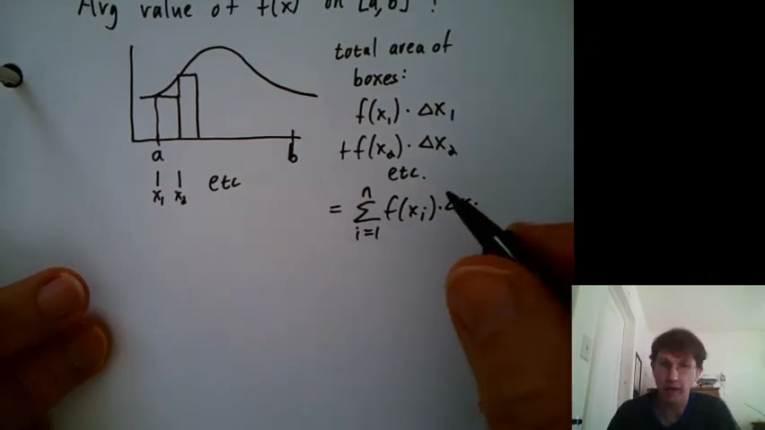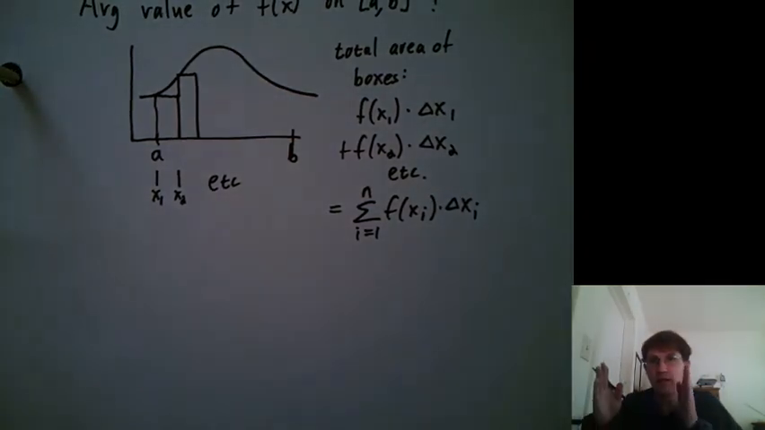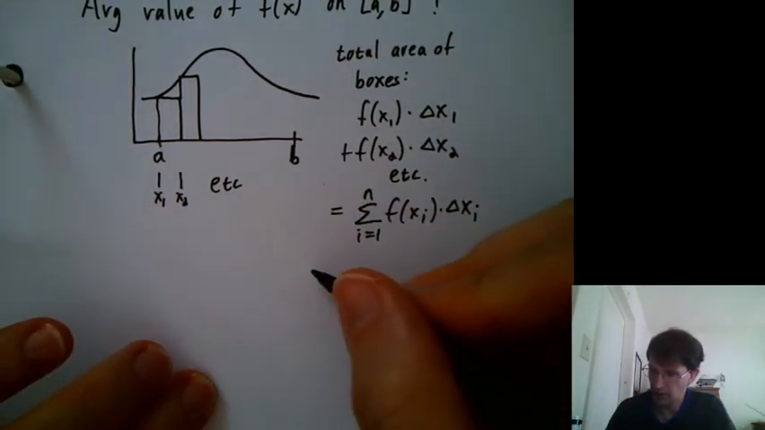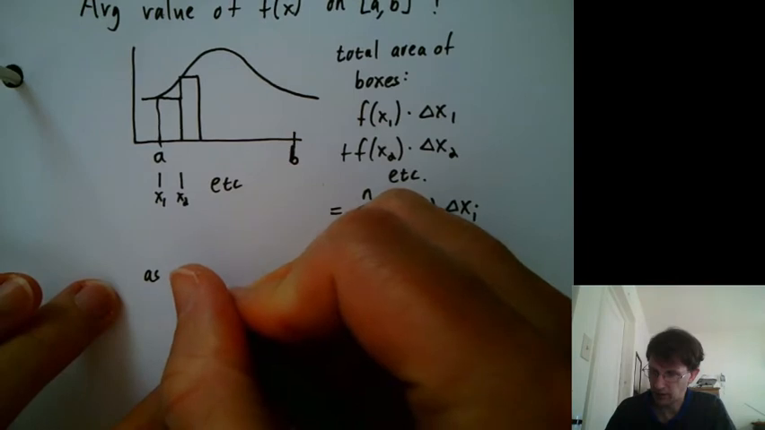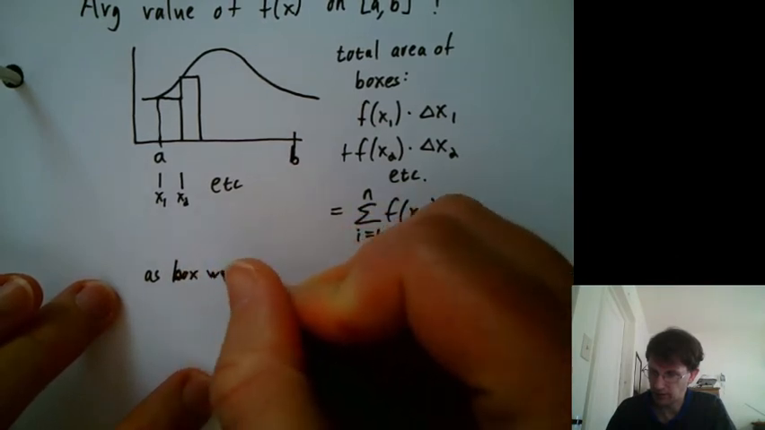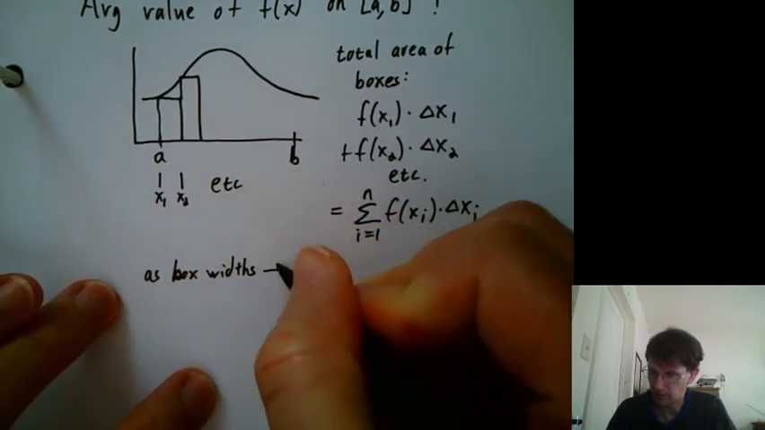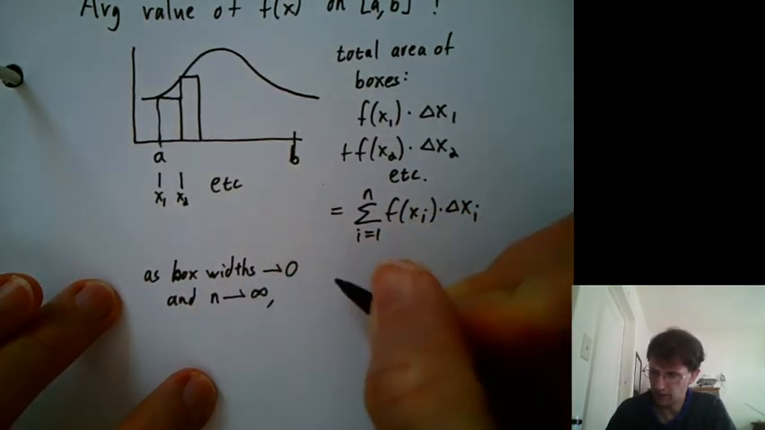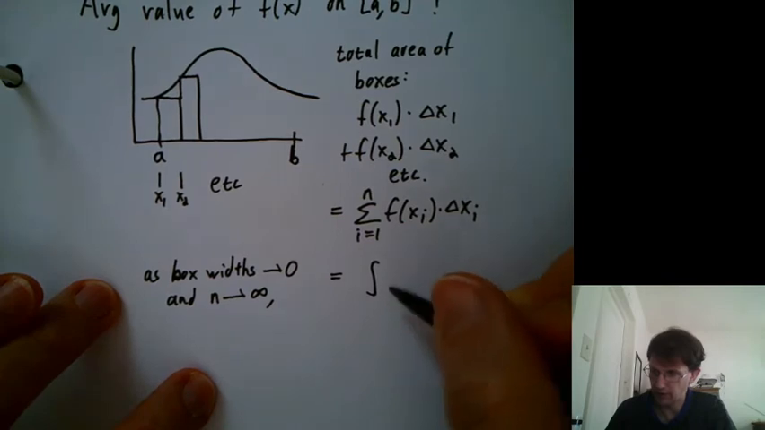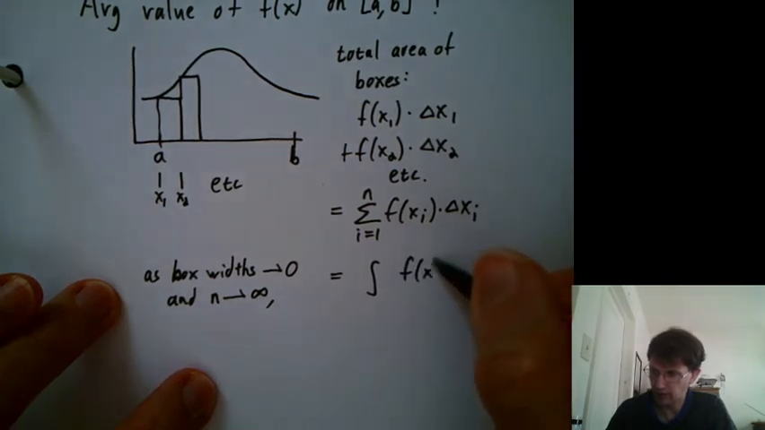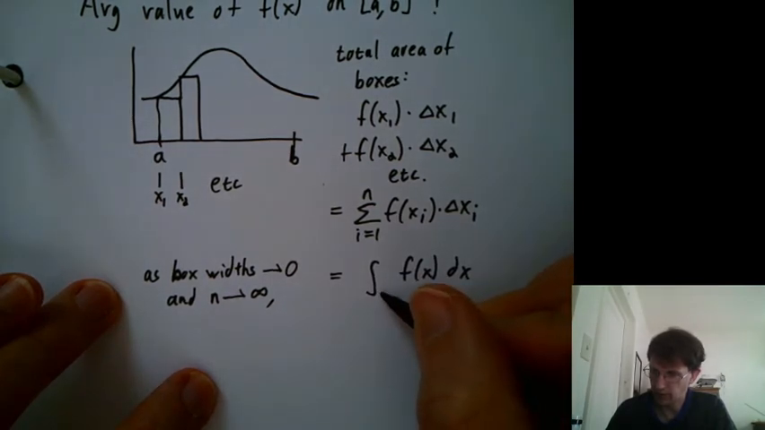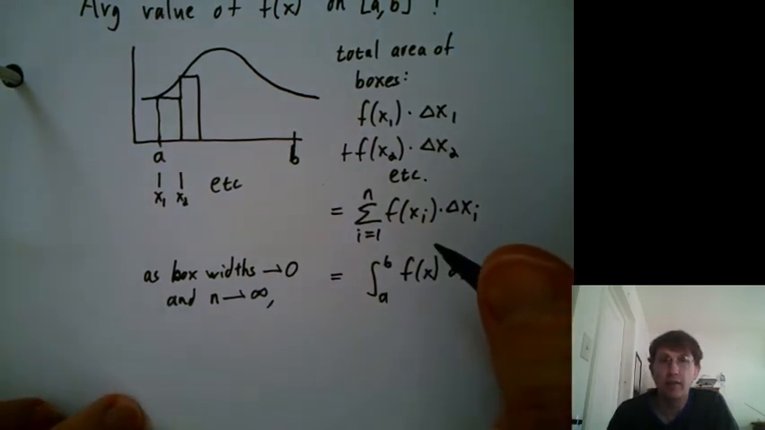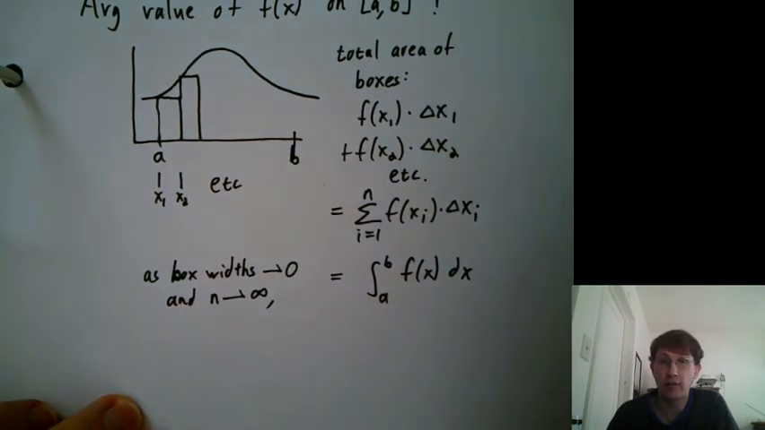And then if we let all the boxes get infinitely narrow, or say we have a near infinite number of them, so we'll say as the box widths go to 0 and n goes to infinity, what we're getting is the integral of f of x dx from a to b. So is that the area? Well, that's the area, but is that the average?